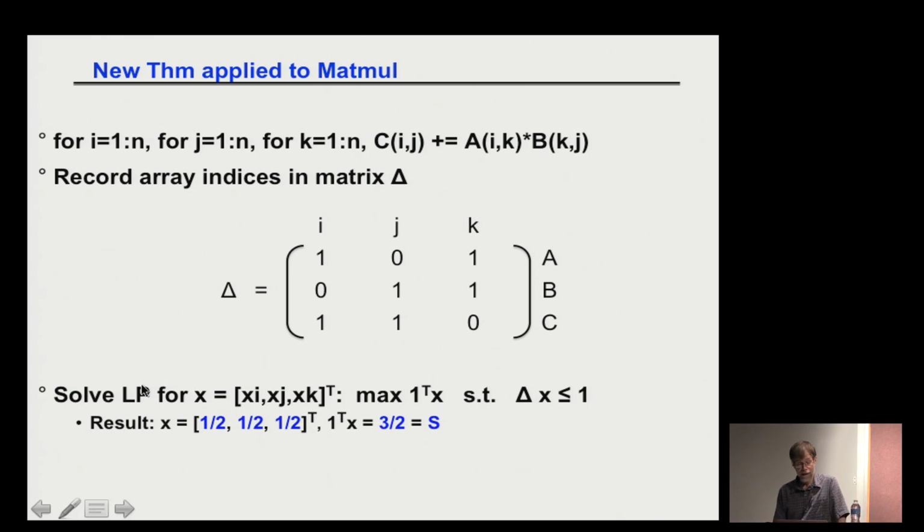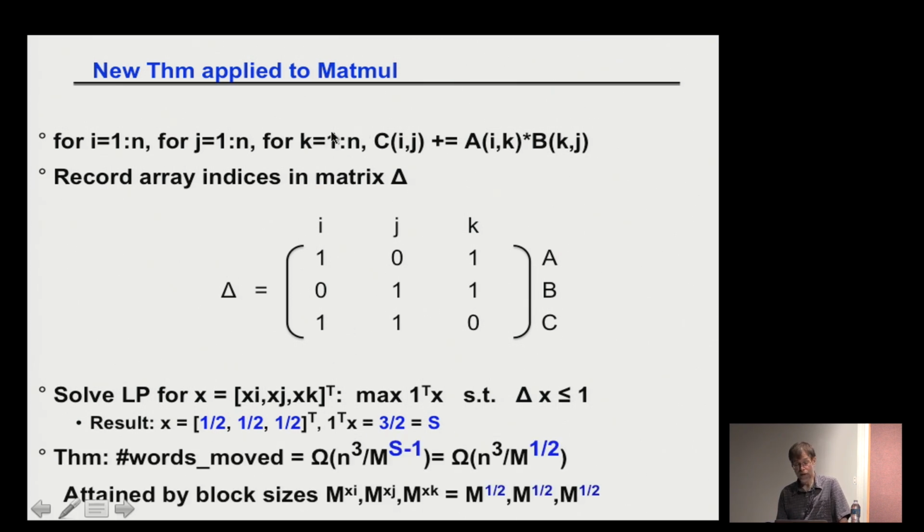I'll get to that. So what's the answer when you solve this linear program? These 3 values of x are 1/2, 1/2, 1/2. And their sum, which is what I was trying to maximize, is 3 halves. Let me call that magic number s. So let's suppose we've done all that. What does the general theory say? It says that no matter how you reorganize matrix multiply, not just by blocking, any way you can imagine, the number of words moved is going to be lower bounded by the number of loop iterations, n cubed, divided by the cache size to the exponent s that came out of the linear program minus 1. So that's 3 halves minus 1, or a half.